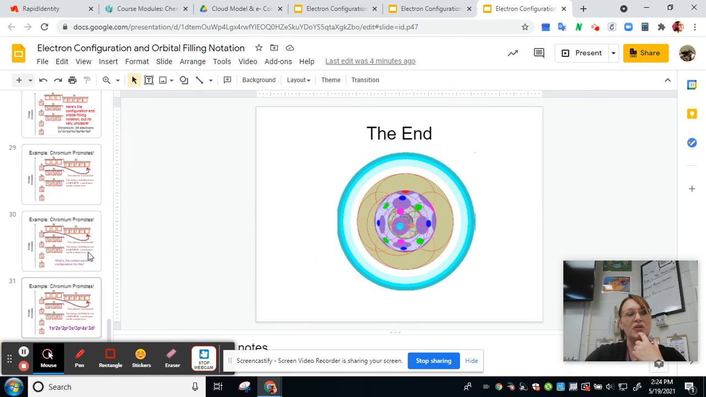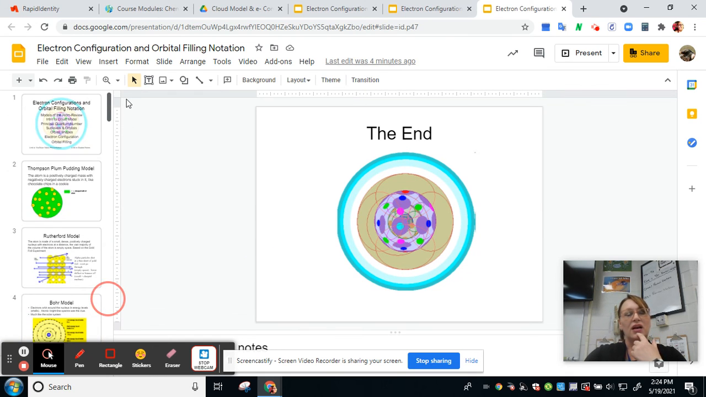So I hope that helps you guys get started on electron configurations and orbital filling notations, and have fun doing this chemistry with the cloud model.